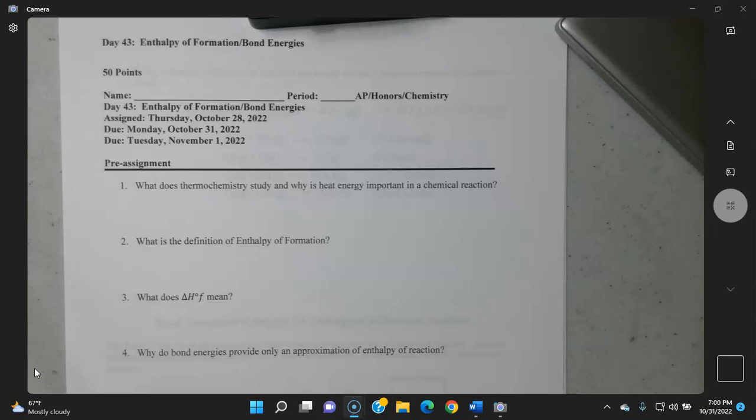What is the definition of enthalpy of formation? The enthalpy of formation is the amount of heat into or out of a chemical reaction that creates 1 mole of a chemical compound, such as H2O. And it does so from its most basic elements in their most stable form.